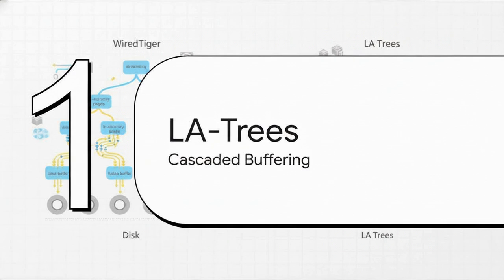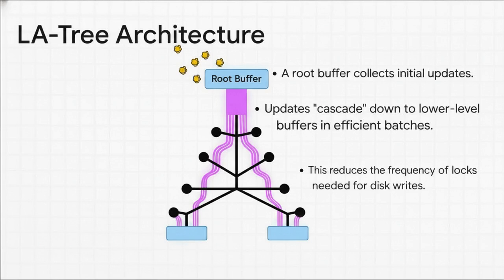Okay, so that's pretty smart, but what if we could evolve this idea to be even more efficient, especially when updates are happening all over the place in the tree? Well, this leads us to our next example, the lazy adaptive tree, or LA tree. Layered trees take this a whole step further. Instead of having a little buffer on every single node, they attach buffers to entire subtrees.